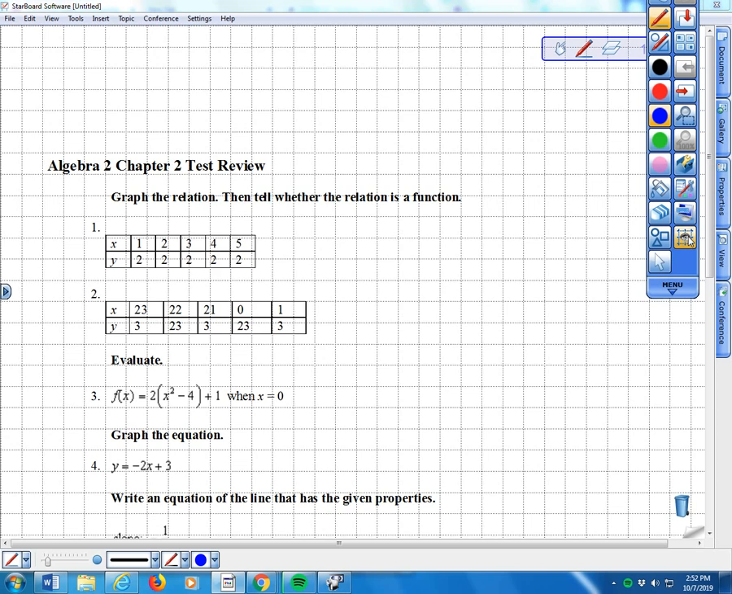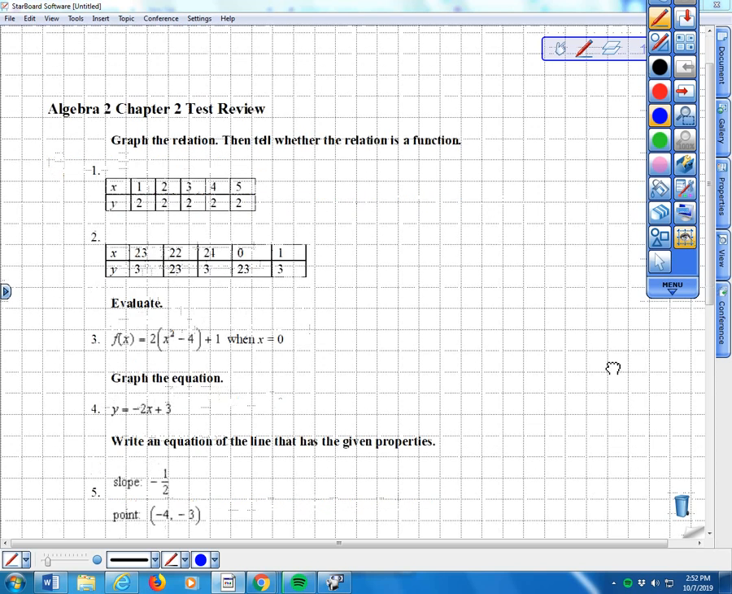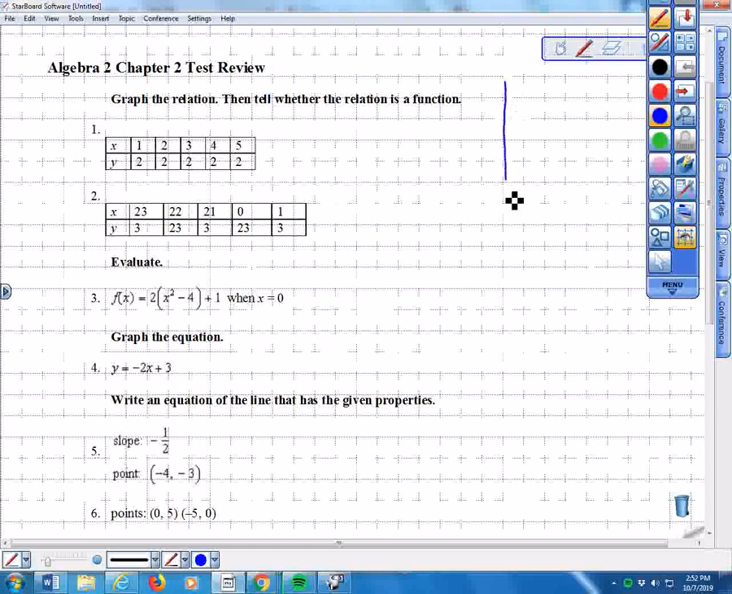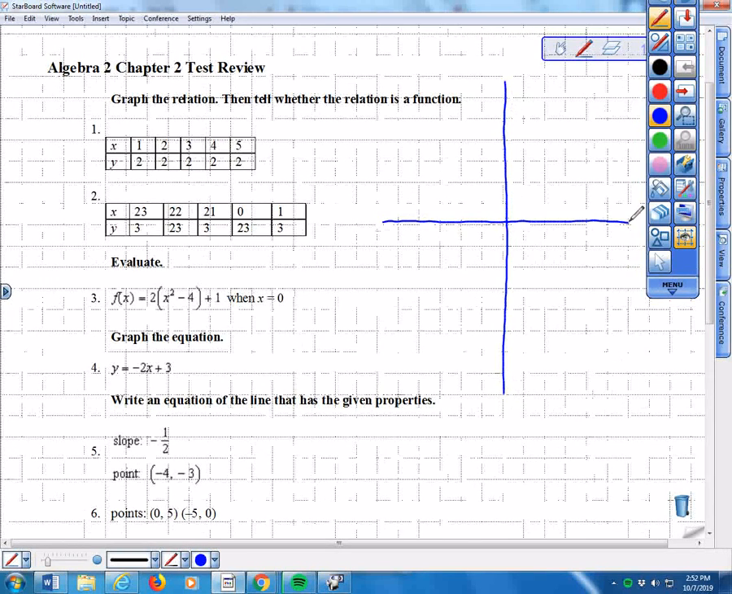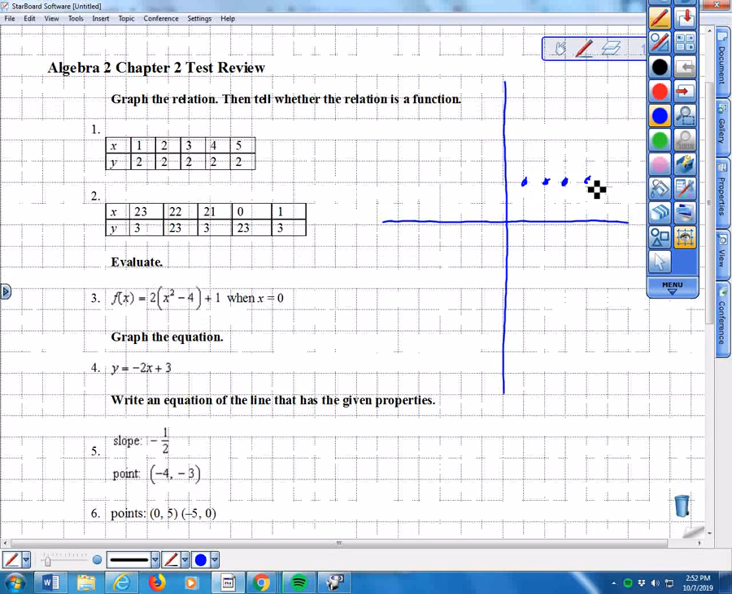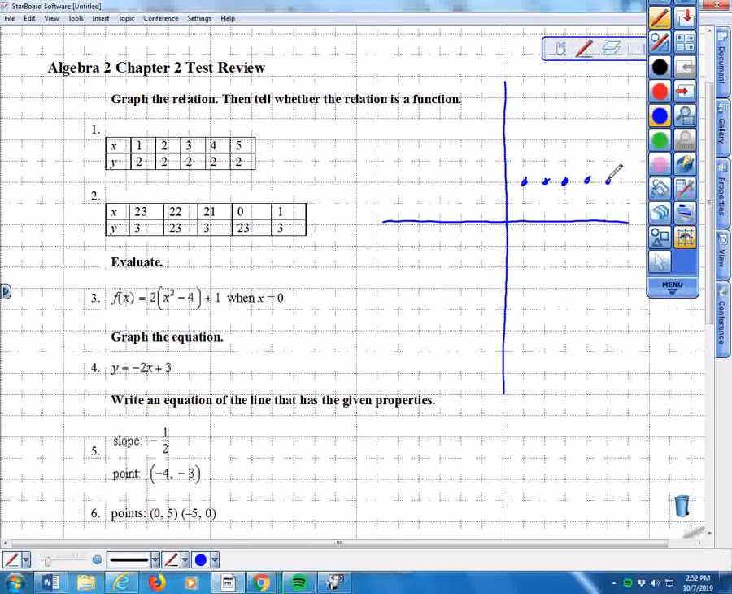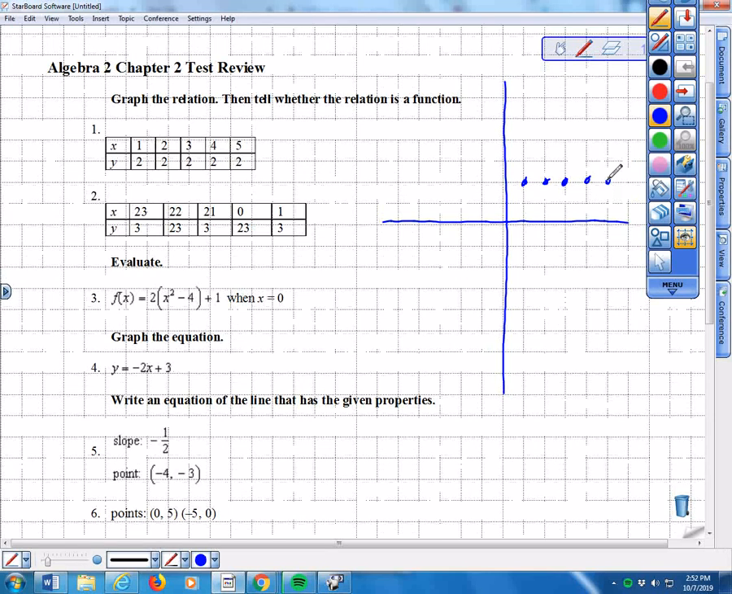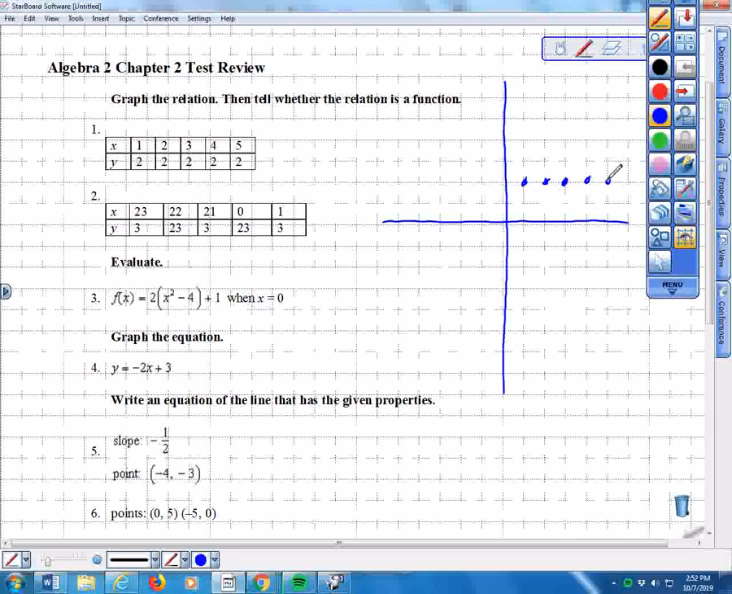All right, first question says graph the relation. What you would do to graph this is provide a graph where 1, 2 is the first point, then 2, 2, 3, 2, 4, 2, 5, 2. You don't need to put a line through it. This is just a relation. It's not an actual equation or a function.